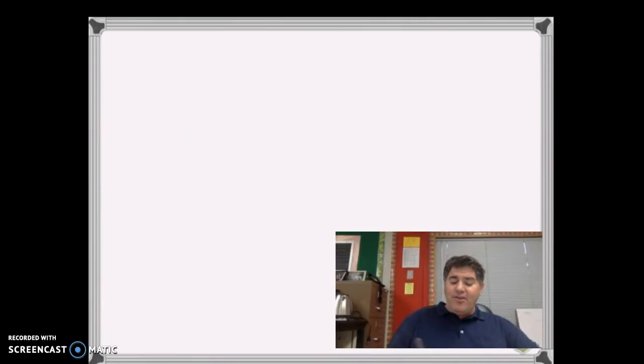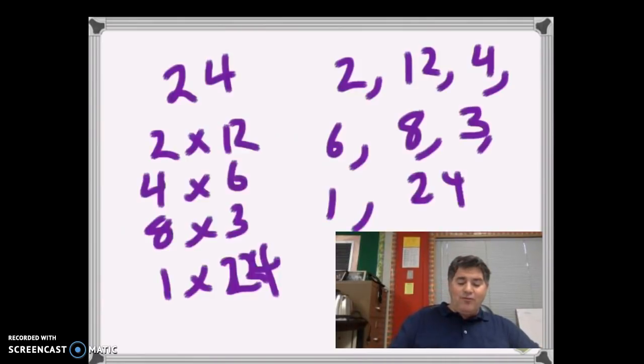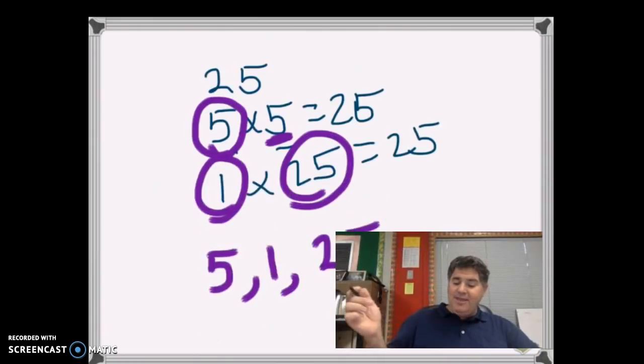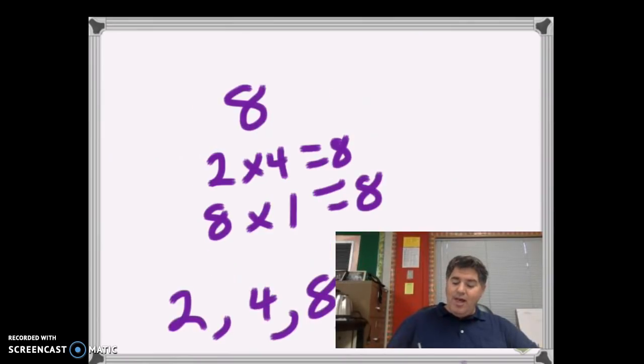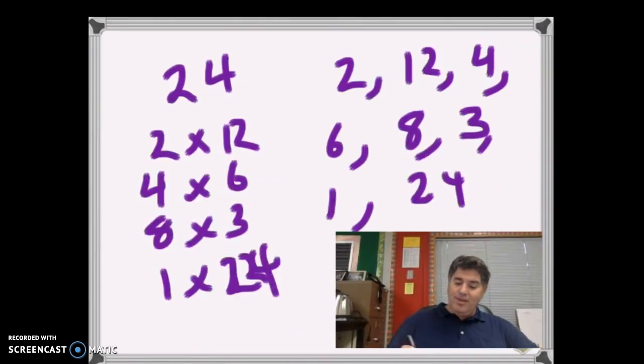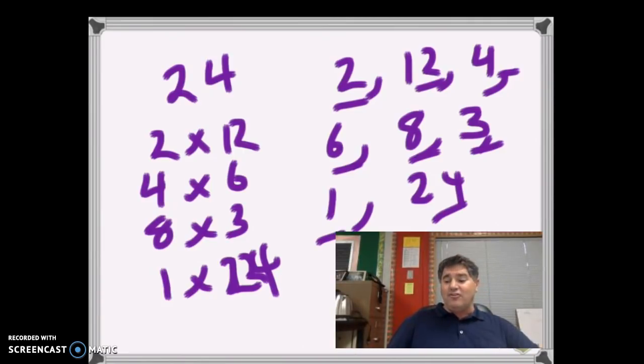If you look back at 24 and 8 and even 15, 15 has 1, 2, 3, 4 factors, 8 has 1, 2, 3, 4 factors, and 24 has 1, 2, 3, 4, 5, 6, 7, 8 factors. They have a lot of factors. Then there's a term for a number that has lots of factors. It's called composite, which means that it has more than one factor pair.